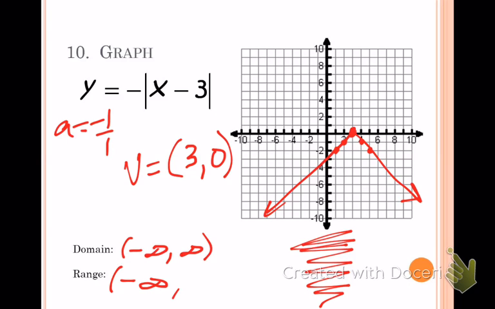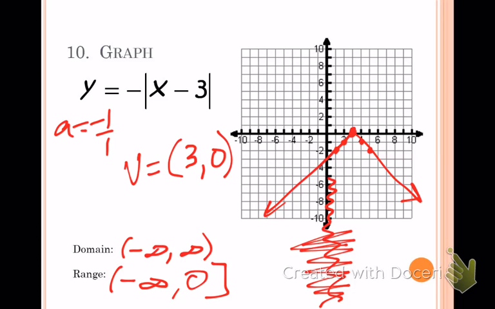And then we work our way up to see that the V keeps hitting until we get to 0 on the y-axis. And so our range goes from negative infinity to 0. Okay? So that's how we're going to write our range.